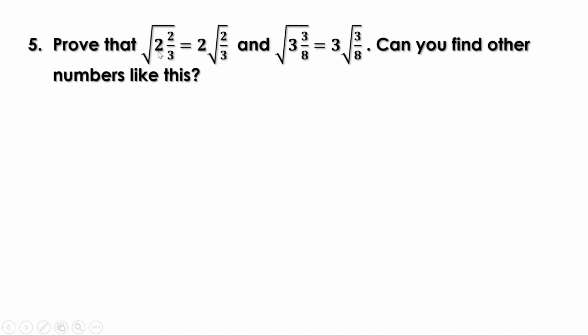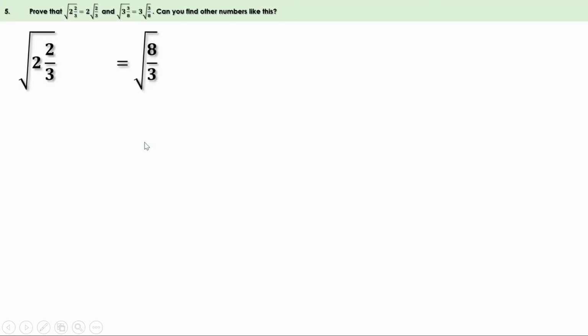3 into 2 is 6. 6 plus 2 is 8. Therefore, 2 2/3 equals 8/3. Hence, √(2 2/3) equals √(8/3). Now we know 8 is equal to 4 into 2. Therefore, this can be written as √(4 × 2/3).